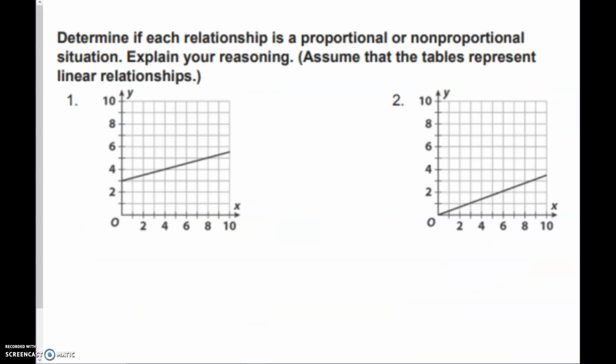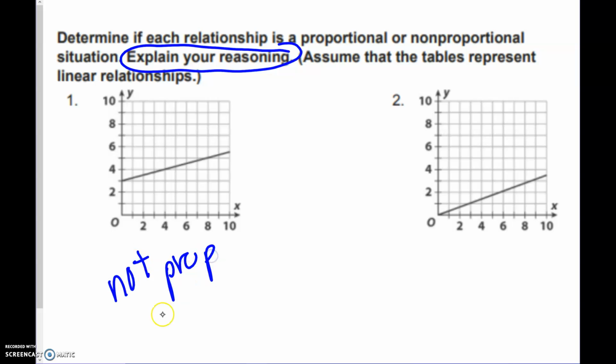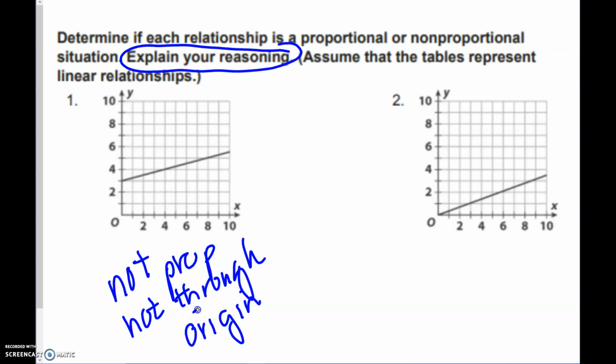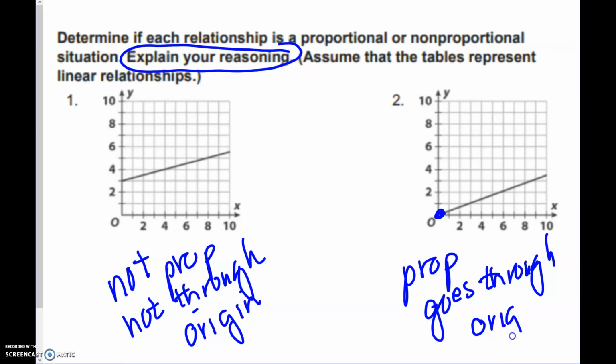All right, determine if each relationship is proportional or non-proportional, and then we're going to explain the reasoning. So number one, proportional or not? Not proportional. Why? Not through origin. Okay, it does not go through the origin. Okay, how about number two? Yep, goes right here through 0, 0. So this one is proportional. Why? Because it goes through 0, 0. Goes through origin. Okay, so make sure you're explaining things.